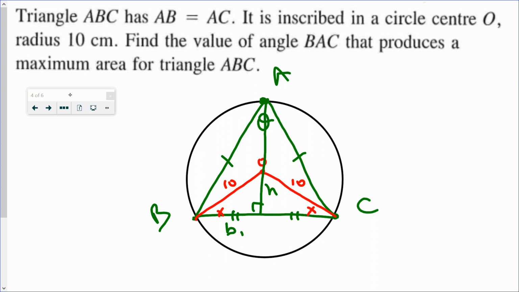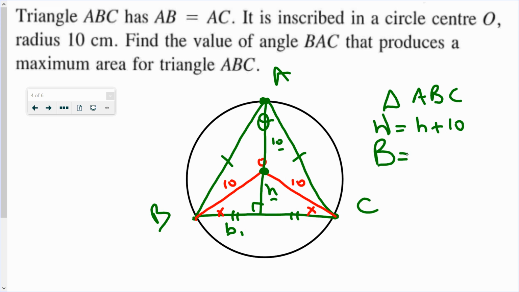But in terms of the big triangle, ABC, I know that the height of the big triangle, the big height, is going to be the little height of the triangle plus 10. Now, why plus 10? Because from the center to the point here, this is also 10. So my whole height is going to be the little height plus the 10. That's my big height. Maybe I'll use a big H. Okay, and then my big base, the base of the entire triangle B to C, is going to be the little base 1 plus another little base 1. So we'll kind of keep that in mind as we go along.